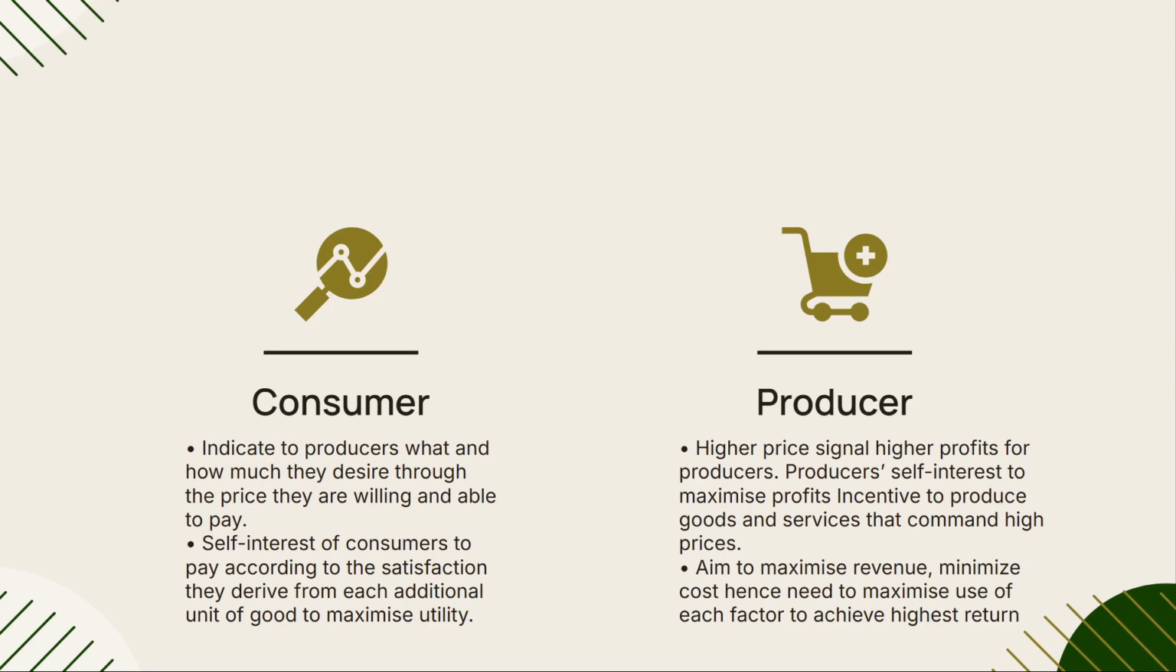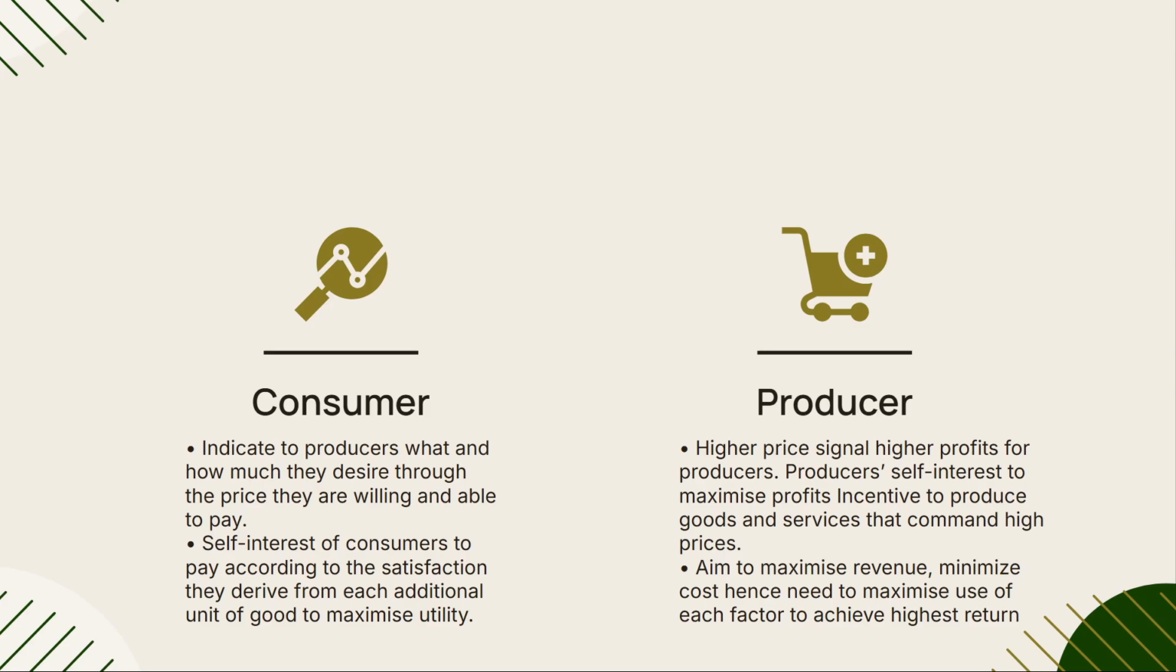So consumers indicate to producers what and how much they desire through the price they are willing and able to pay. And the self-interest of consumers is to pay according to the satisfaction they derive from each additional unit of good to maximize utility. Consumers must be willing and able to pay for the good.